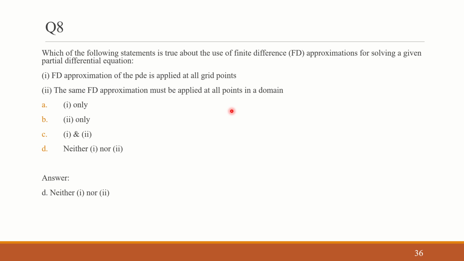For the boundary points, if you remember, we use boundary conditions, where we know the values or the gradient, so we are not applying the FD approximations. Second one, the same FD approximation must be applied at all points in a domain. Again, we are not using the same FD approximation at all points. The schemes can be different depending on the system under consideration and the grid generated. At one corner we can use the forward difference scheme, at another corner other schemes, backward or central or whatever. So neither 1 nor 2 is the right answer.